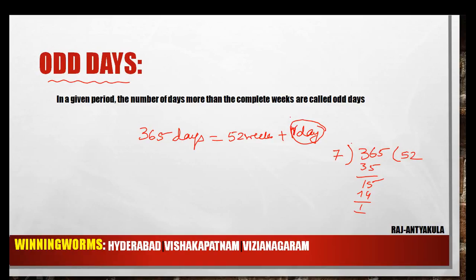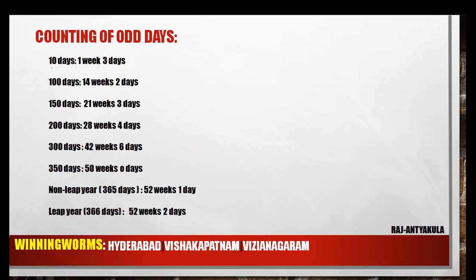Okay, we will see a few examples. See here, in 10 days we will have 1 week, 3 days. So how many odd days are there in 10 days? 3 odd days. In 100 days, 100 can be written as 7 into 14 plus 2. So this 2 is an odd day. So I am writing here 2 odd days.